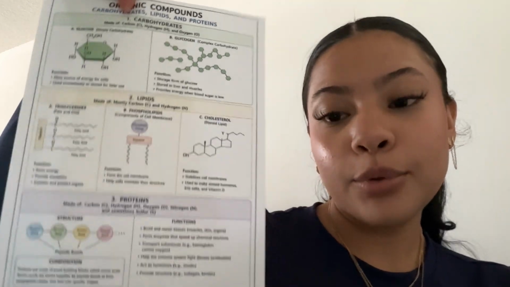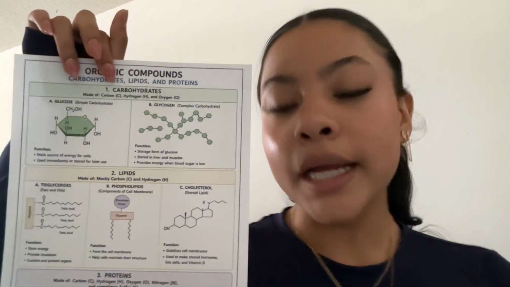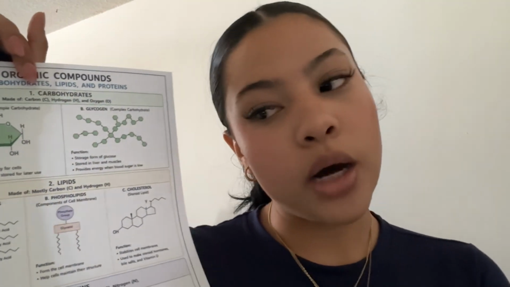Today we will be talking about the organic compounds, which are the carbohydrates, the lipids, and the DNA proteins. As we see right here, we have a whole diagram to go through, and I'll explain each and every single part of it and try to make it as simple as possible.